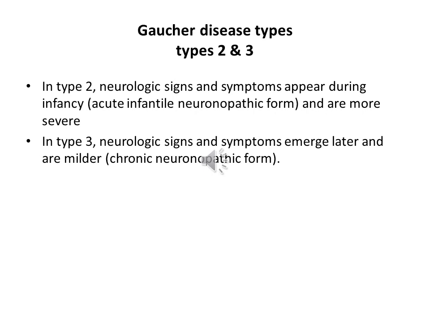Types 2 and 3 are known as neuropathic forms because they affect the CNS. Abnormal eye movements, seizures, and brain damage are several symptoms in these types. Type 2 usually causes life-threatening medical problems beginning in infancy. Type 3 tends to worsen more slowly than type 2.